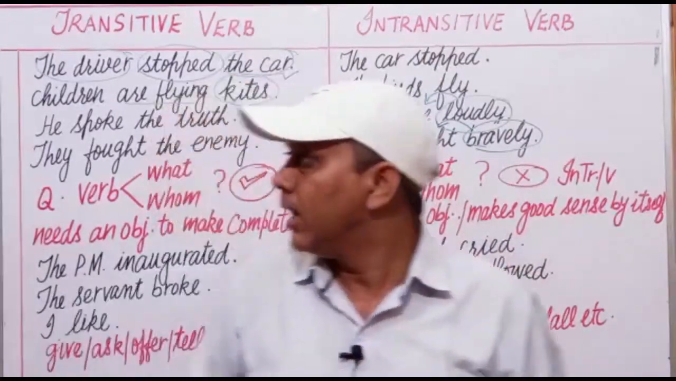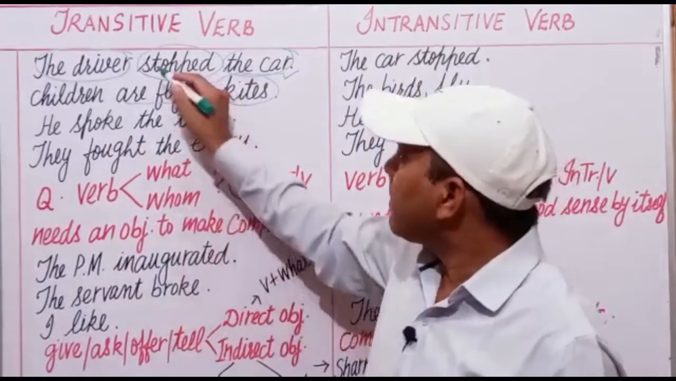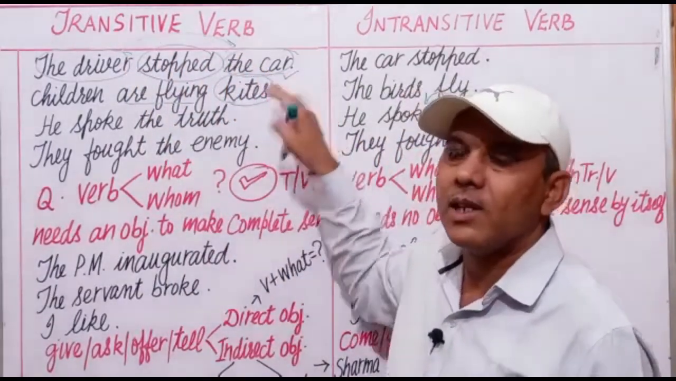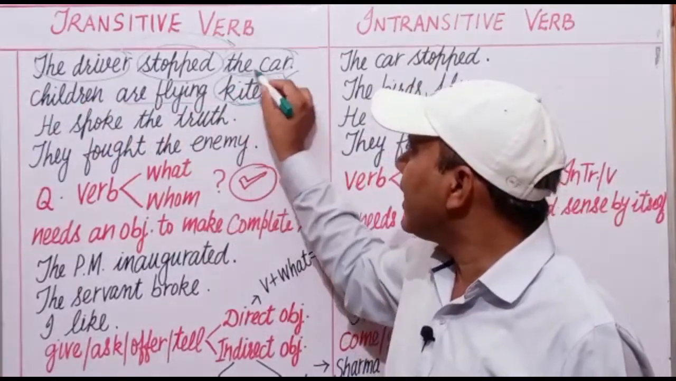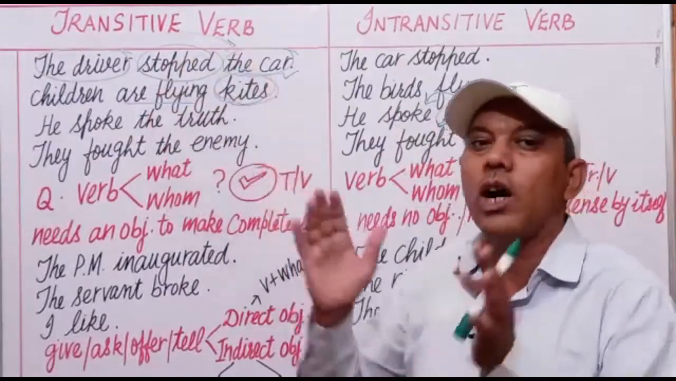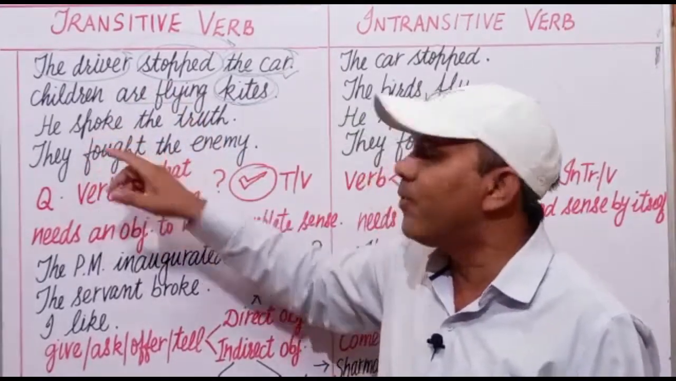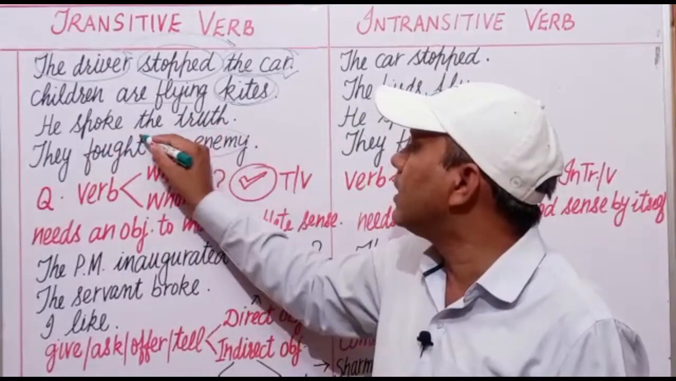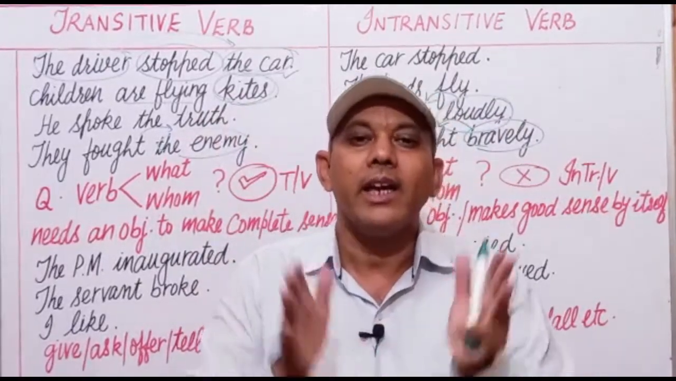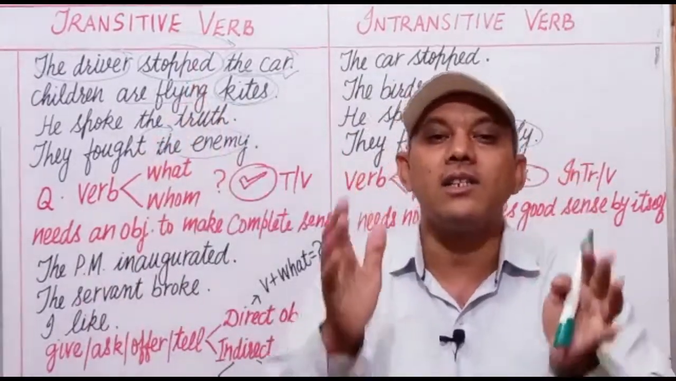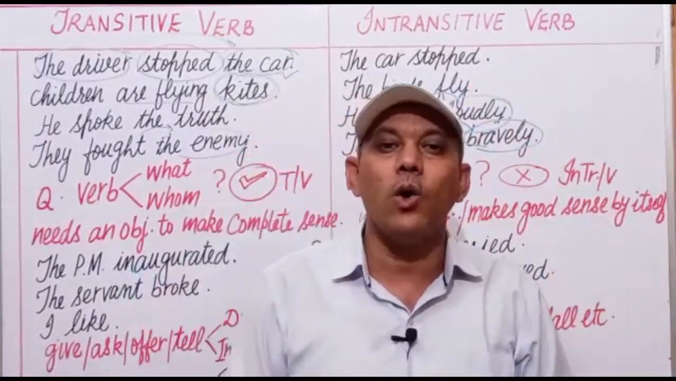Now, one more thing. Here, the action is stop, the action of stopping the car. It passes over from the subject to the object, the car. Next, children are flying kites. The action is received by the kites, or the action passes over to the object. And the action of speaking is passing to the truth, the object. And the action of fighting in this sentence is passing over to the enemy. In this way, when the action passes over to the object, the verb is known as transitive verb. And when the action does not pass over to an object, the verb is known as intransitive verb.